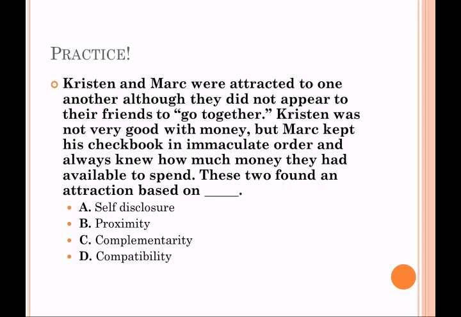Next question. Kristen and Mark were attracted to one another, although they did not appear to their friends to go together. Kristen was not very good with money, but Mark kept his checkbook in immaculate order and always knew how much money they had available to spend. These two found an attraction based on A, self-disclosure, B, proximity, C, complementarity, or D, compatibility? And the answer to this one is C, complementarity.